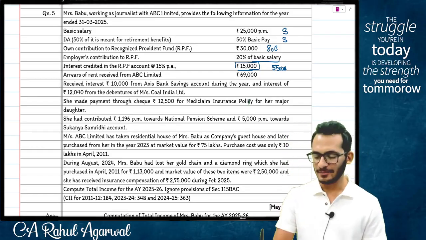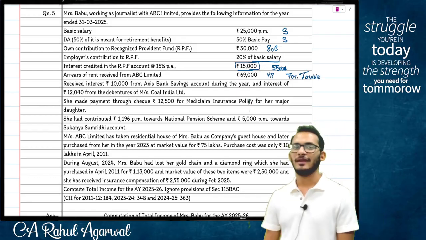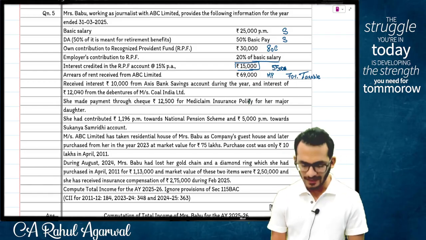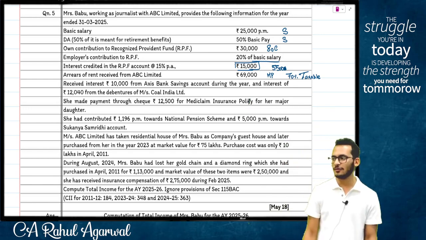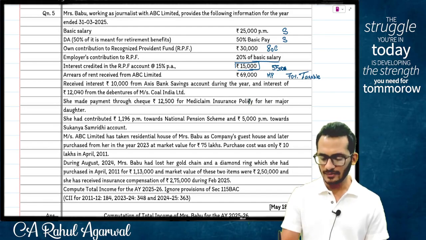I will tax under house property after allowing 30% standard deduction. Next, received an interest of 10,000 from Axis Bank savings account during the year and an interest of 12,040 from debentures of Coal India Limited. I am taxable under other sources.